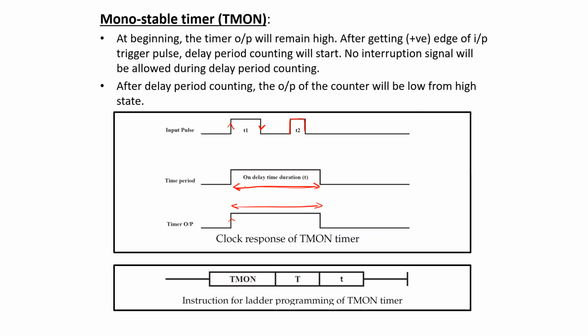So the characteristic of this sort of timer is that once it is triggered to start the delay count, it completes the delay count irrespective of the status of the input. And once the delay count is over, the timer output also has a transition from high to low.